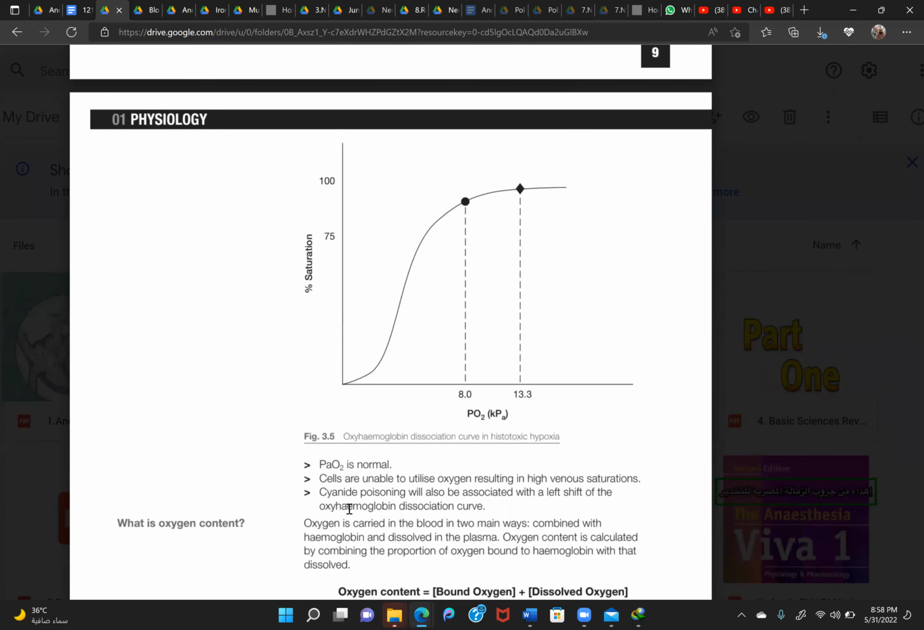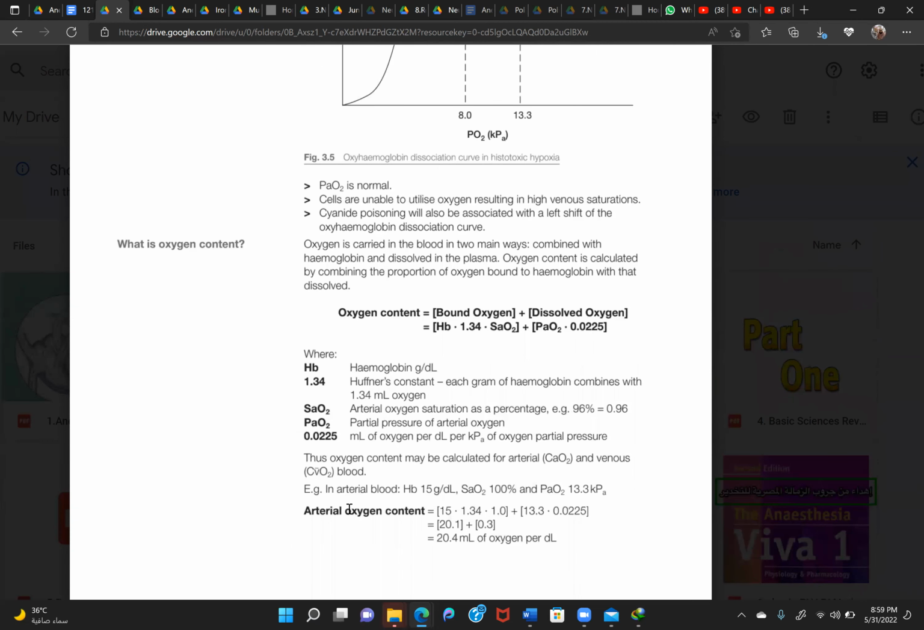And this is one, and they are angry. The cells are angry, so they are not using it. They are not able to utilize it. That's what occurs in cyanide poisoning. PO2 is normal. Cells are unable to utilize oxygen, resulting in high venous oxygen saturations. Cyanide poisoning will also be associated with the left shift of the oxygen hemoglobin dissociation curve. So that we discussed before.